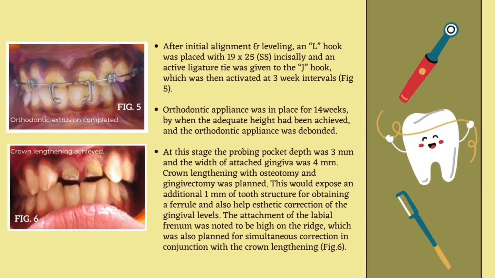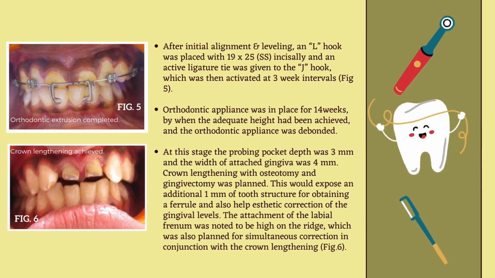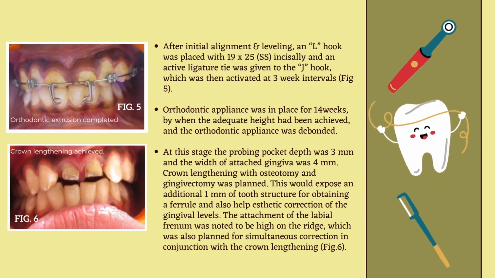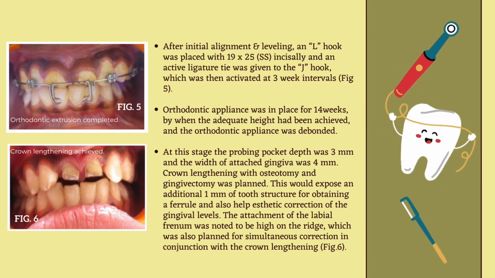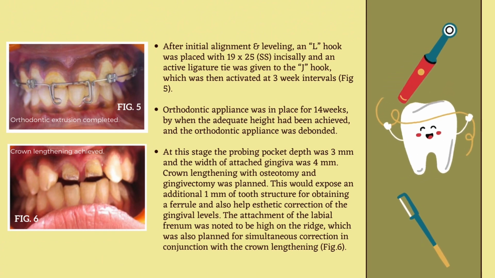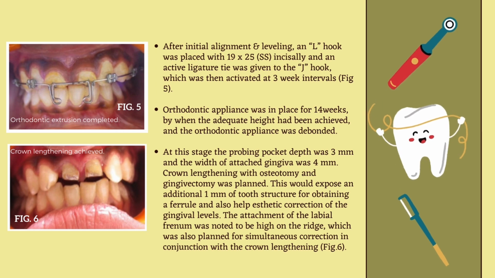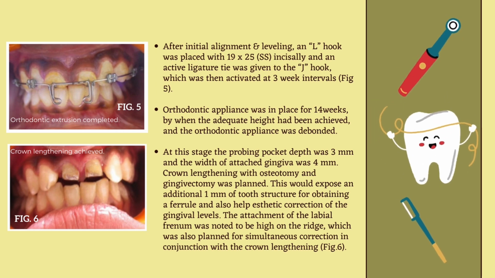Orthodontic appliance was in place for 14 weeks by when the adequate height had been achieved, and the orthodontic appliance was debonded. At this stage, the probing pocket depth was 3 mm, and the width of attached gingiva was 4 mm. Crown lengthening with osteotomy and gingivectomy was planned.